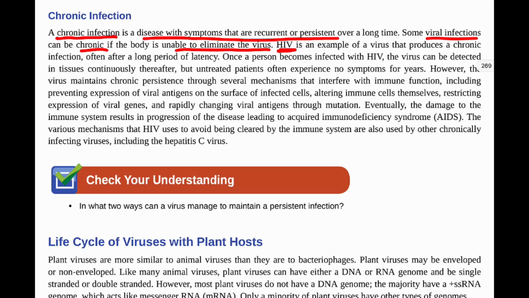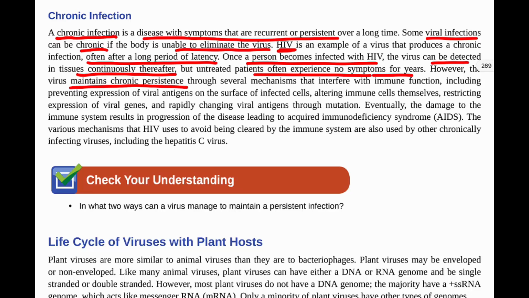Sometimes there is a period of latency, though. We can see this when the person first gets the infection, it causes many symptoms, becomes a problem, a person is ill, and then we see a period of latency, but over time, this virus is still affecting the body. Once a person becomes infected, the virus can be detected in tissues continuously thereafter. It's constantly there. But sometimes patients don't have any symptoms for many years. However, the virus maintains chronic persistence through several mechanisms. It does these several things to make sure that it stays in the body. So it interferes with immune function. It can prevent expression of viral antigens on the surface of infected cells, for example.